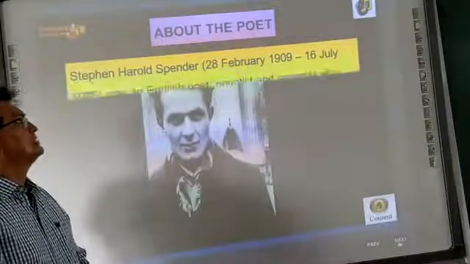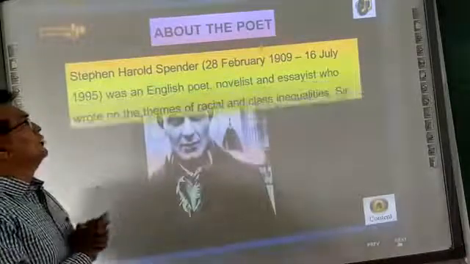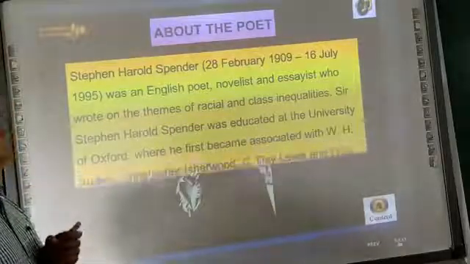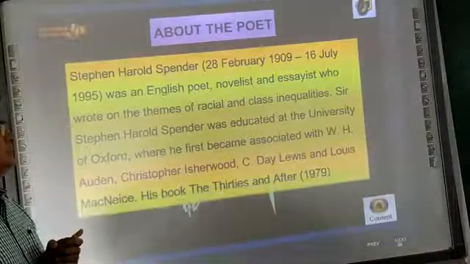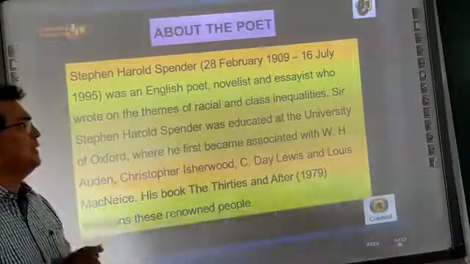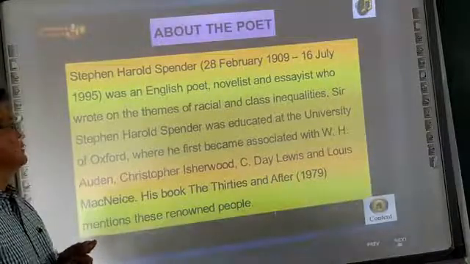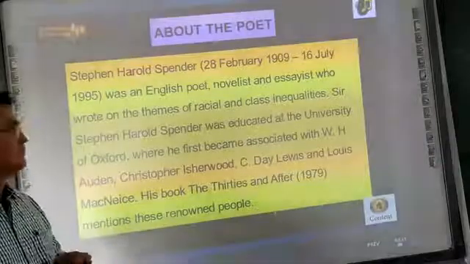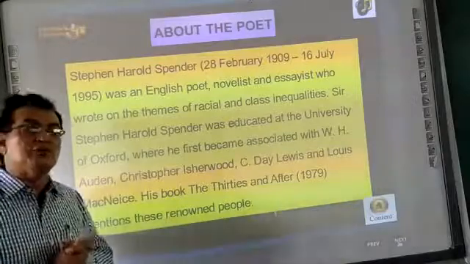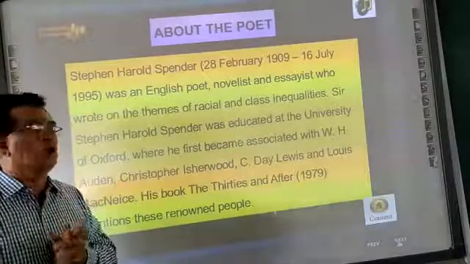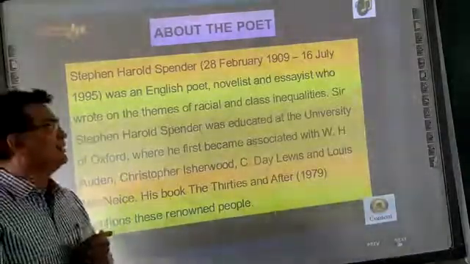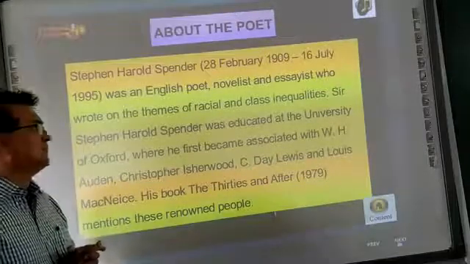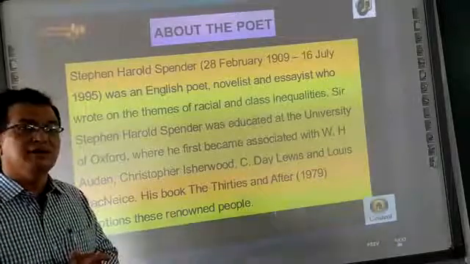Now let us know about the poet. So, introduction of the poet. Stephen Harold Spender was born on 28th February 1909 and died on 16th July 1995. So he is a poet who was very much influenced by communist ideology, an English poet, novelist, and essayist who wrote on the themes of racial and class inequalities.